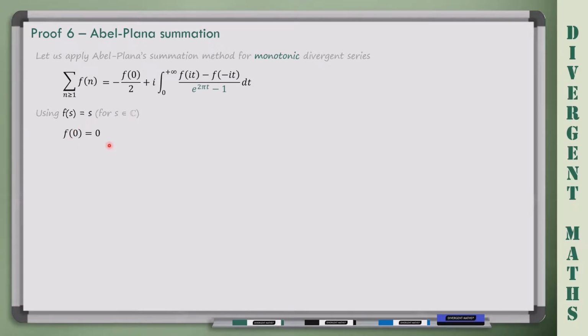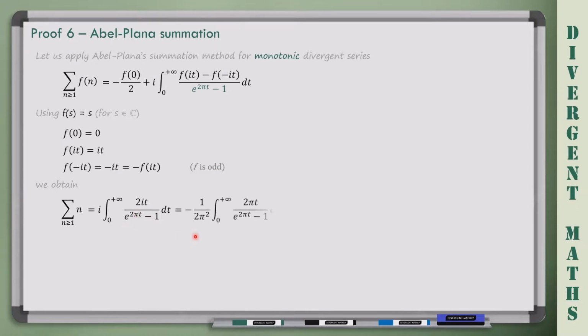f of 0 equals 0, obviously. f of it equals it, f of negative it equals negative it, and negative it is of course minus f of it, which means that the function is odd. So if the function is odd, that will be twice the value of f of it in the numerator. So the sum from n equal 1 to infinity of n is i times the integral from 0 to plus infinity of 2 times f of it, twice the value because the function is odd, over e to the 2 pi t minus 1 dt.